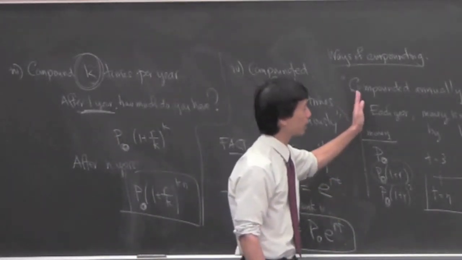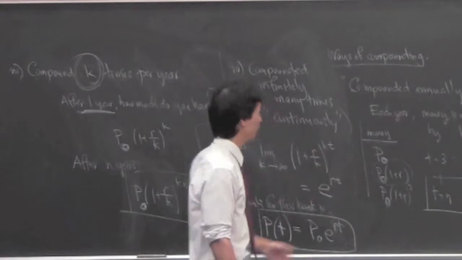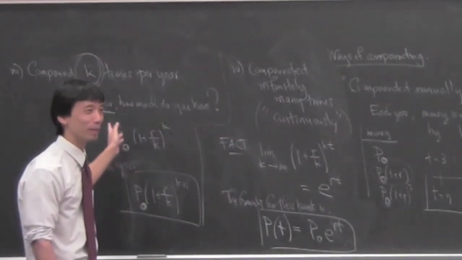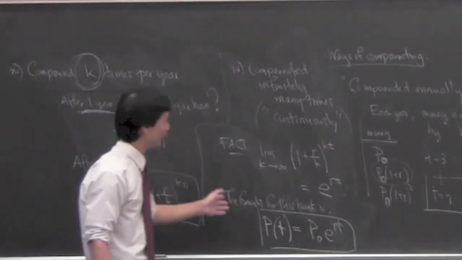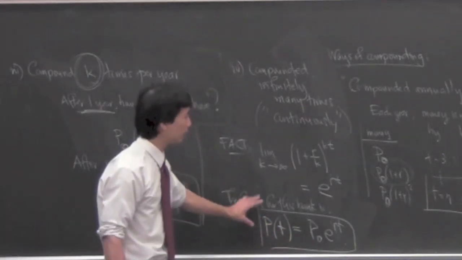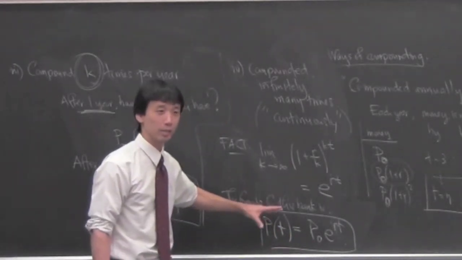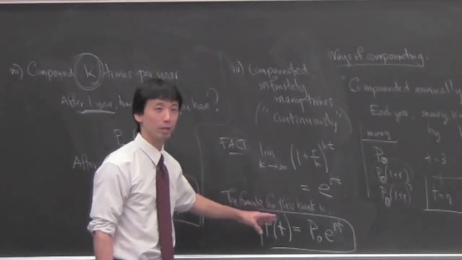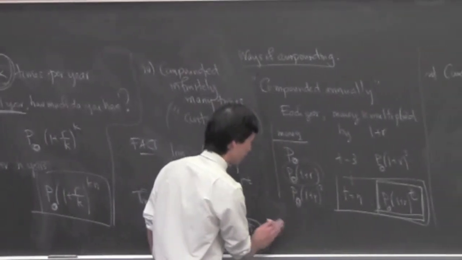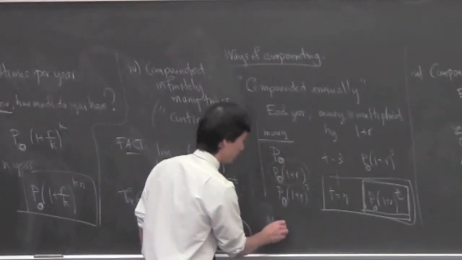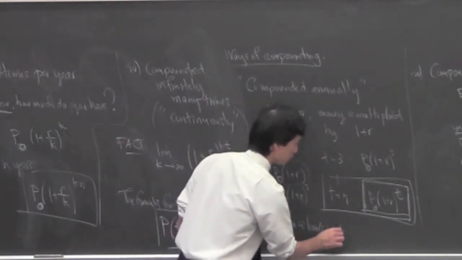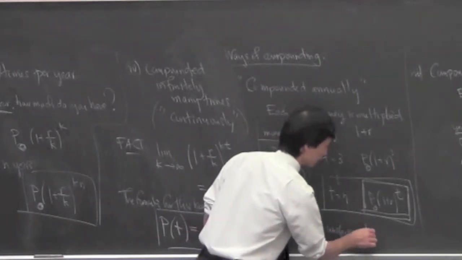No bank actually compounds annually or daily or n times per year. That doesn't even make sense, right? No bank says we compound n times per year. Banks actually use this formula, and that is to say that money in a bank grows at an exponential rate. Money in a bank undergoes what's called exponential growth.